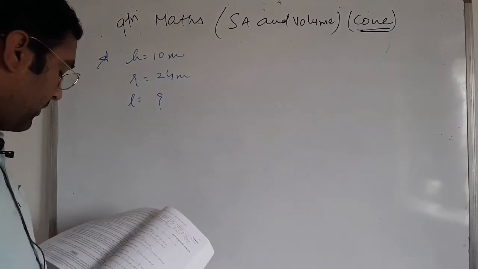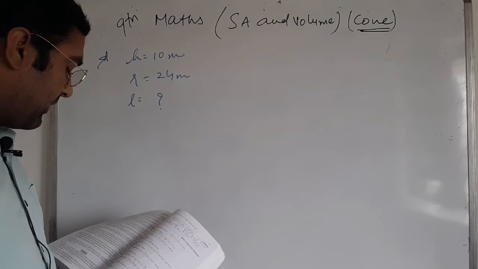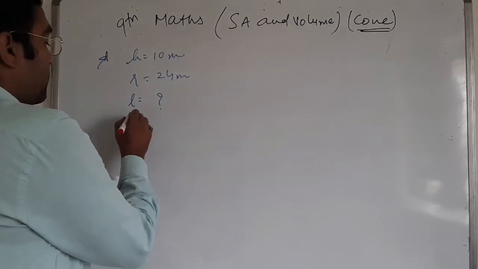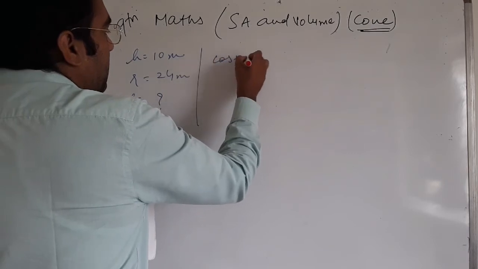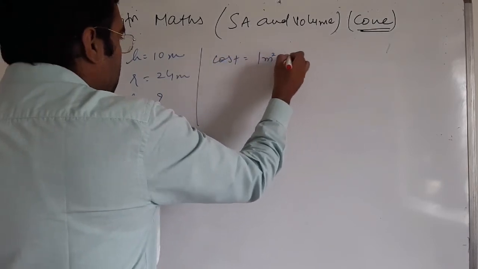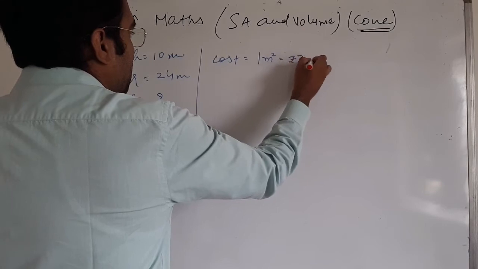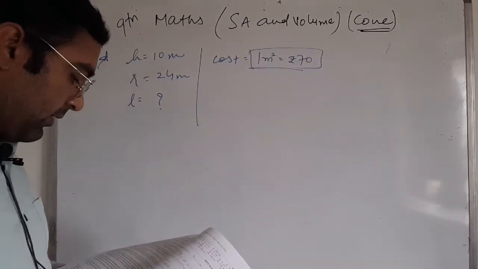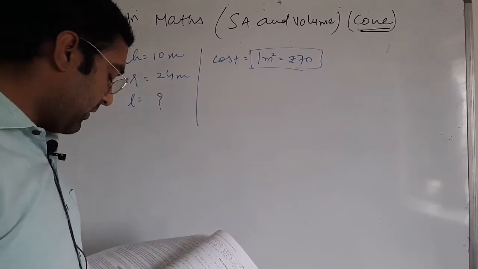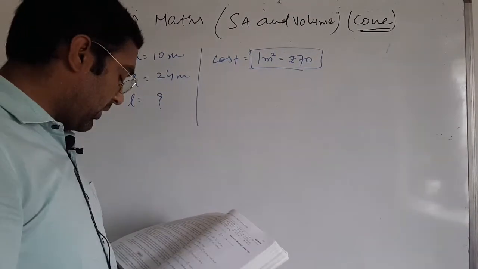And the second one is the cost of 1 meter square canvas is rupees 70. The cost is given, that for 1 meter square it is rupees 70. Find the cost of canvas required to make the tent, okay.